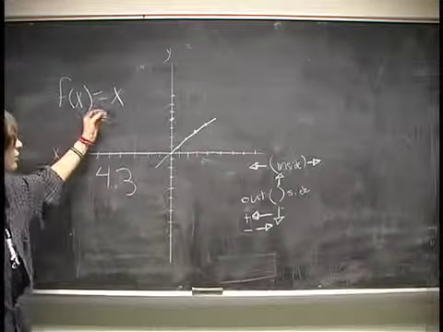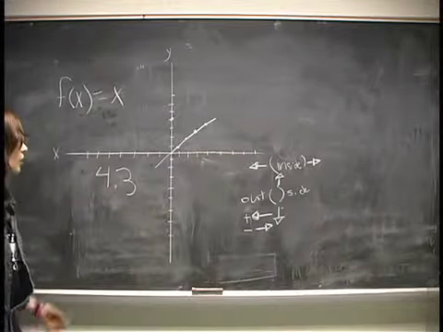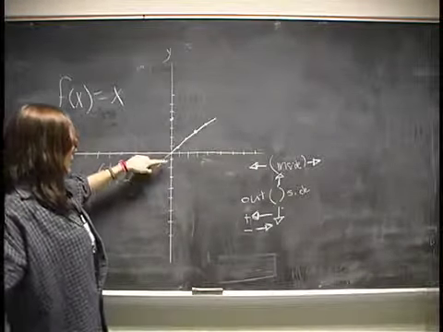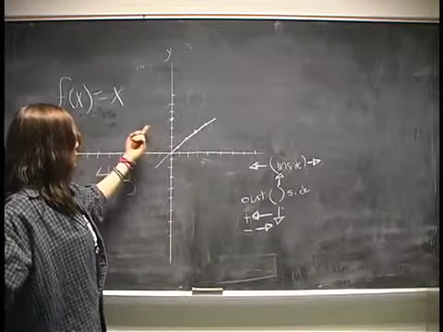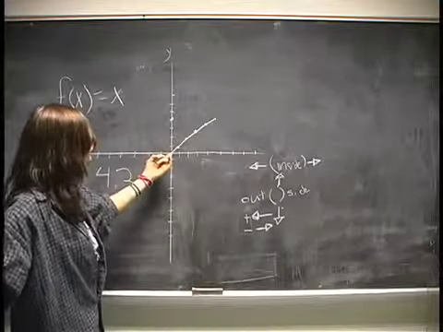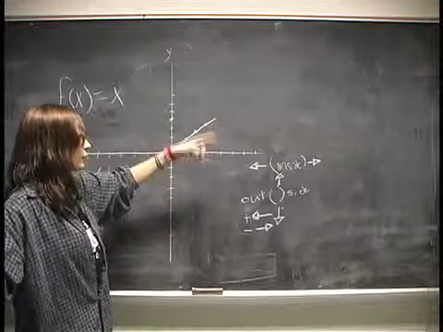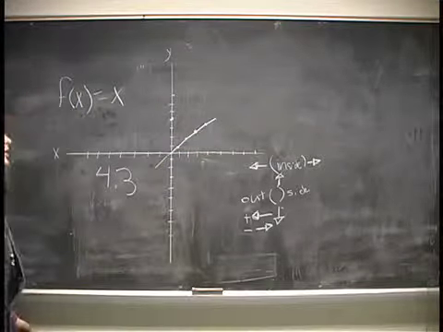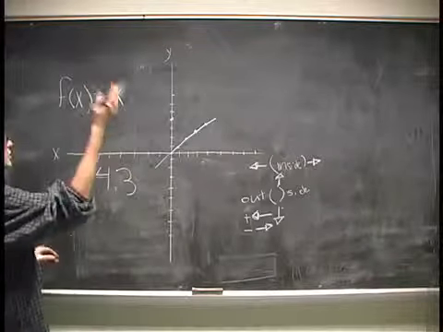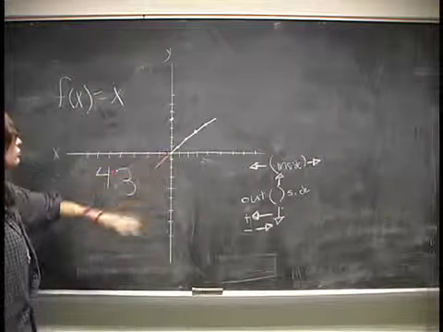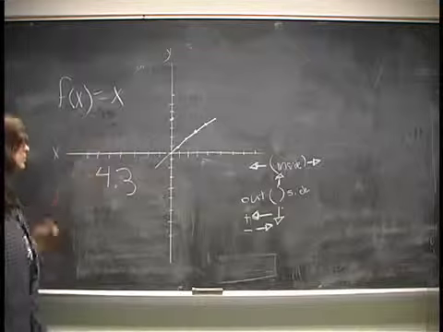This represents f of x equals x. This line represents the coordinates 1, 1, 2, 2, 3, 3, and 4, 4, and so on. So the line intersects at 0, where the y and the x meet.